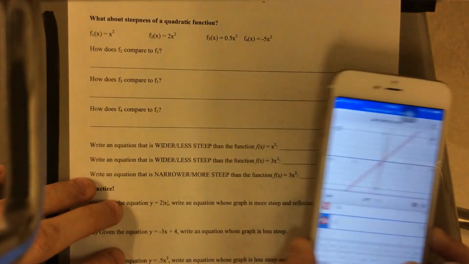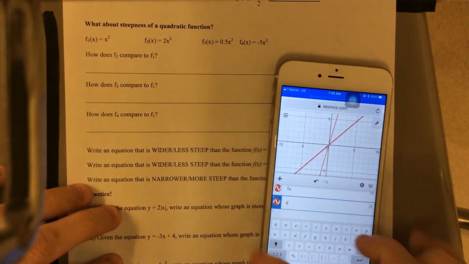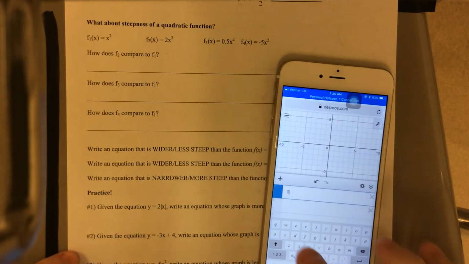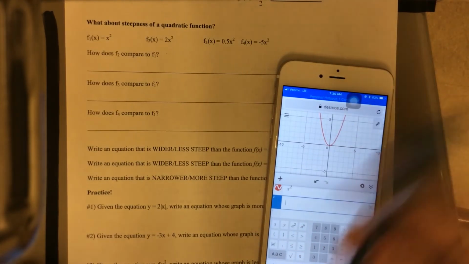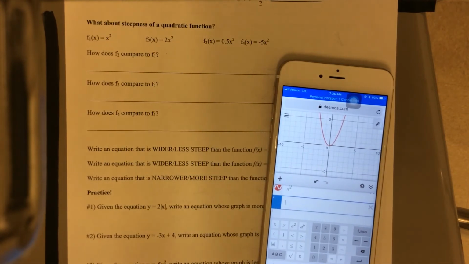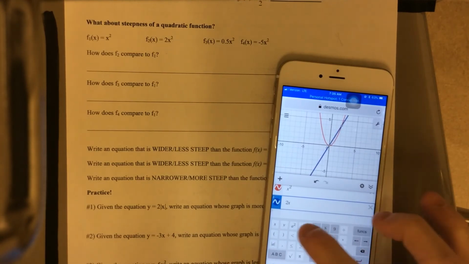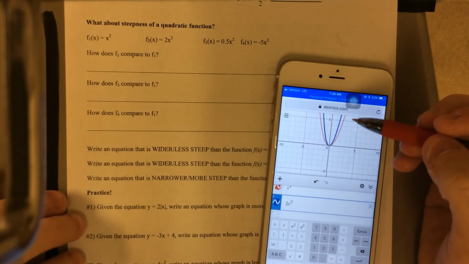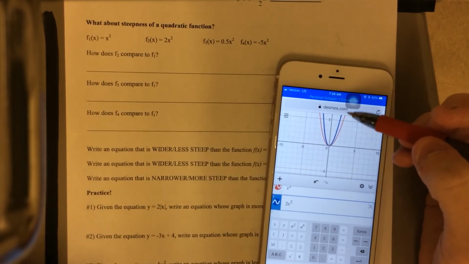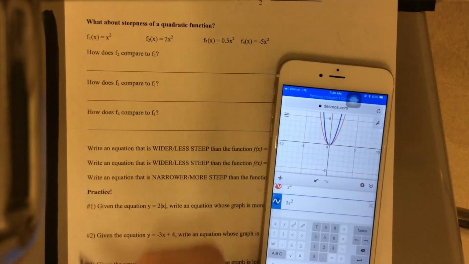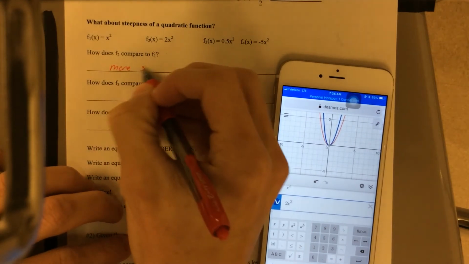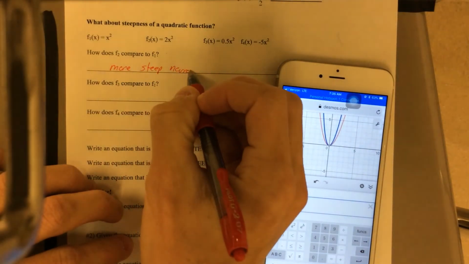So what about steepness of a quadratic function, they're wondering. So let's work with these. We have x squared is f1. Okay, so you see f1 is the red one. So try to keep with red here. And then we have 2x squared. So let's go and do 2x squared. So that's the blue one. How does it compare to F1, you think? Right, I think it's more steep. Or we'd say it's narrower again.